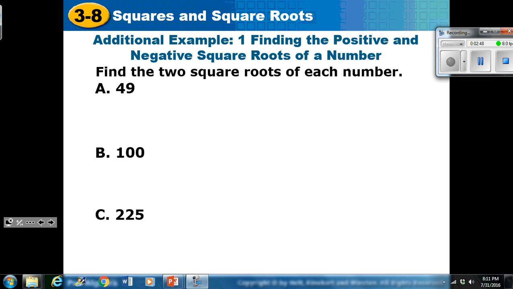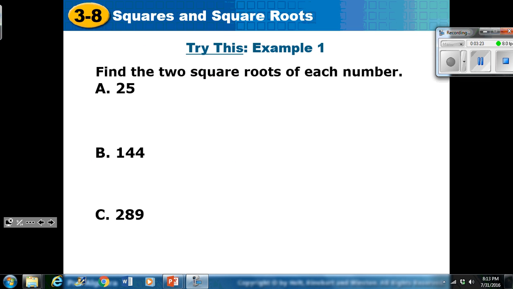Okay, so this should be fairly simple. It says to find the two square roots of each number. We know that 7 times 7 equals 49, so the square root of 49 is going to be 7. They want two roots, so they want the positive and the negative, plus or minus 7. We know that 10 times 10 equals 100, so the square root of 100 is 10, positive 10 and minus 10. The square root of 225, that would be 15 times 15 equals 225, so it's plus or minus 15.